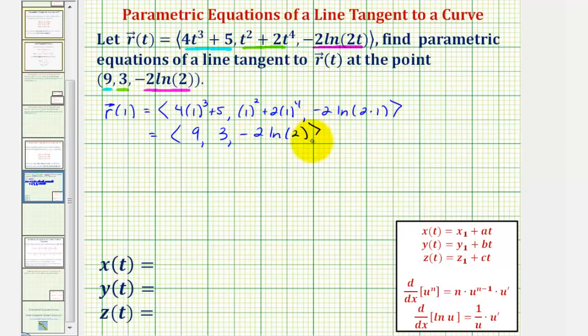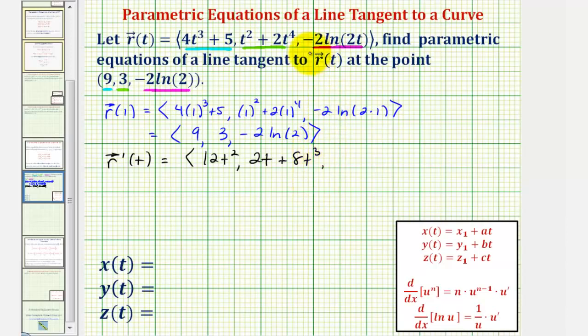This is important because once we find r prime of t, we'll have to find r prime of 1 to find the tangent vector at that location. So now let's find r prime of t, which will give us our tangent vector. For r prime of t, the x component would be the derivative of 4t³ + 5 with respect to t, that would be 12t². The y component would be the derivative of t² + 2t⁴. That would be 2t + 8t³.